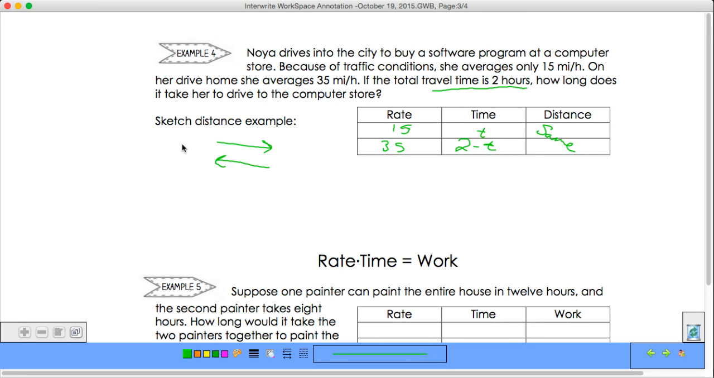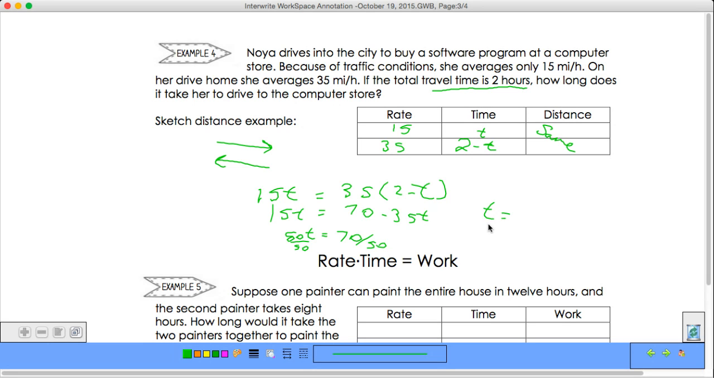All right, and I know these are going to be equal. So I'm going to set them equal. Rate times time. So 15t equals 35 times (2 minus t). Distribute, and I'll get 70 minus 35t equals 15t. Add 35t to both sides, and we're going to get 50t equals 70. Divide both sides by 50. I'm going to get t equals 1.4 hours.